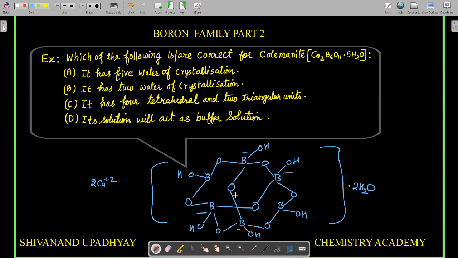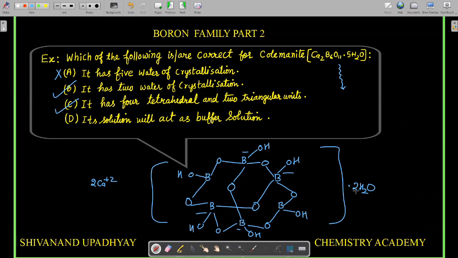So now if we go through this, it has 5 water of crystallization. That is wrong. It has 2 water of crystallization. That is correct. It has 4 tetrahedral units. That is also correct. And 2 triangular units. Its solution will act like a buffer solution. Yes, when we add this into water, how many water molecules are going to react?